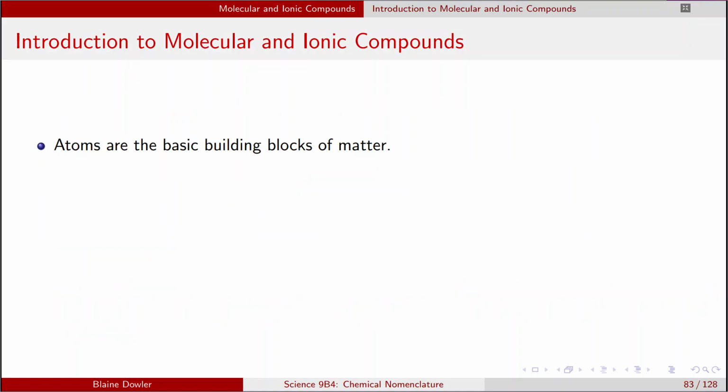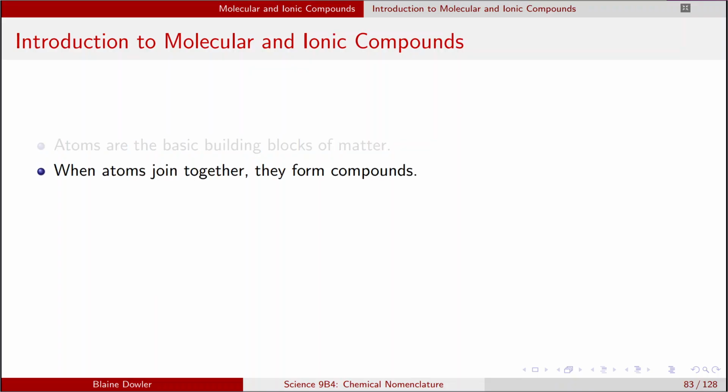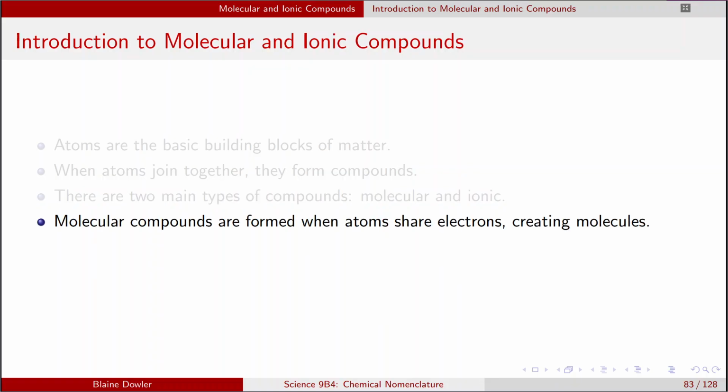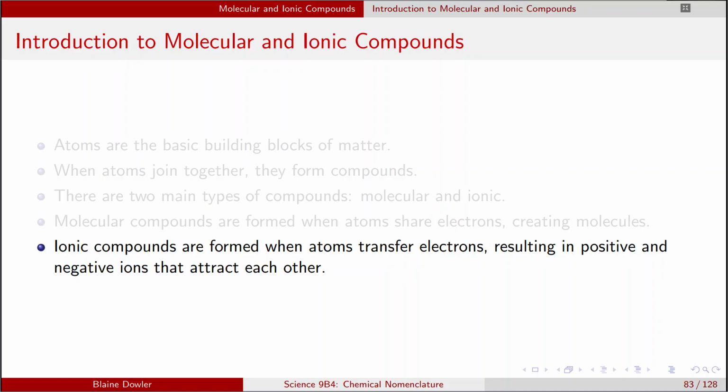So atoms are the basic building blocks of matter. When atoms join together, they form compounds. There are two main types of compounds, molecular and ionic. Molecular compounds are formed when atoms share electrons, creating molecules. Ionic compounds are formed when atoms transfer electrons, resulting in positive and negative ions that attract each other.